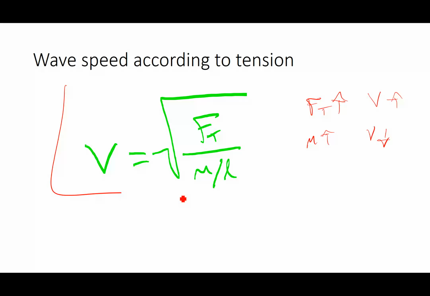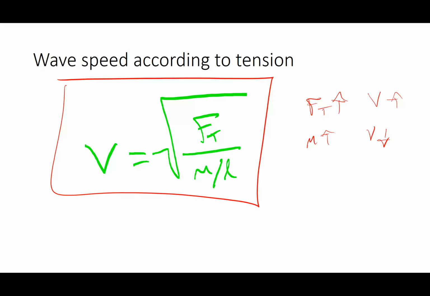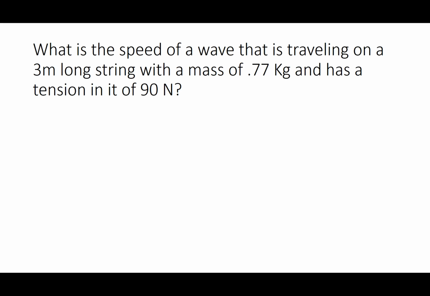This equation is not on your equation sheet, and I know for a fact that you have to deal with it on your quiz. So it's probably something that you should memorize. Velocity equals the square root of F_T over m over L, all in the radical. So let's try a practice problem with it. Alright, I'm going to write my equation again just because I want to get used to writing it.